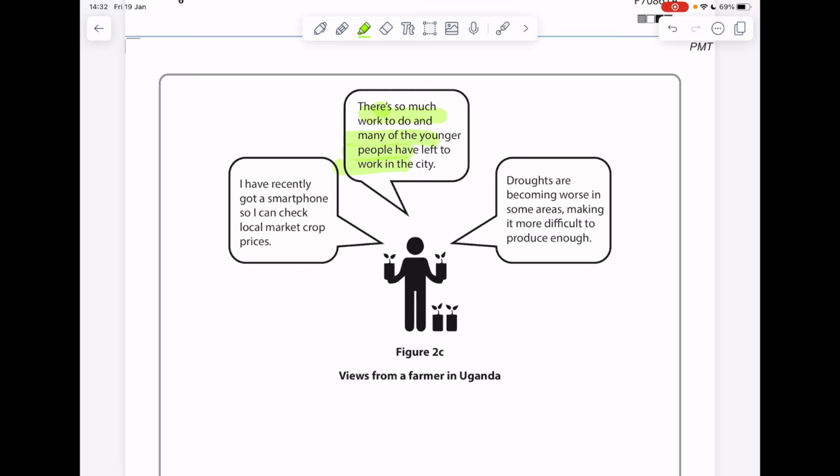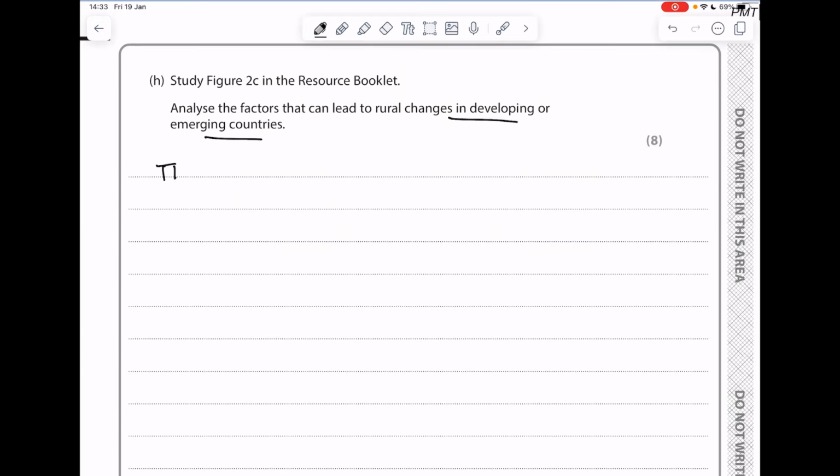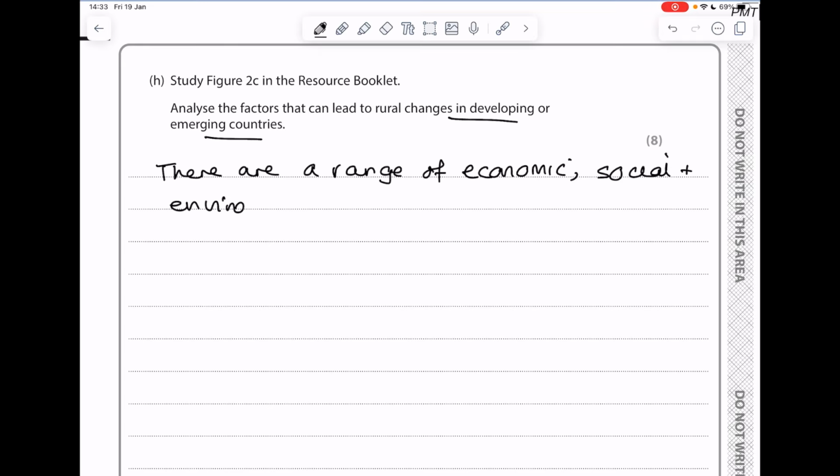Droughts are becoming worse in some areas, making it more difficult to produce enough. These are environmental issues. So with increasing drought means that farmers won't be able to grow enough to actually sell at market to make money for themselves and their families. We'll start by saying there are a range of economic, social, and environmental factors leading to a change in rural areas.